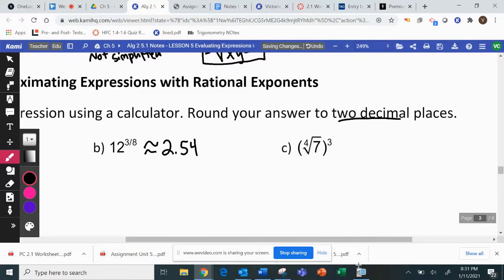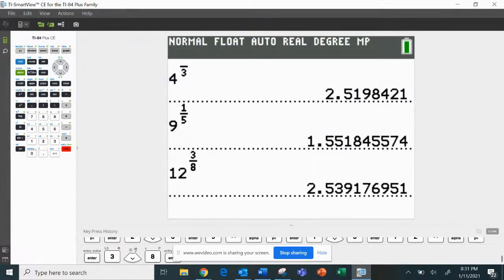And then the 4th root of 7 cubed. Well, we can type it in that way, or you could type it in as 7 to the power of 3/4. Either of those will work.